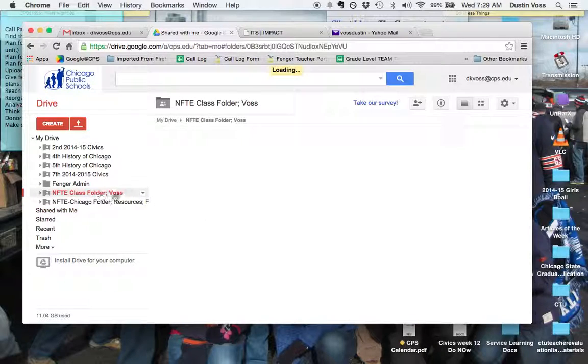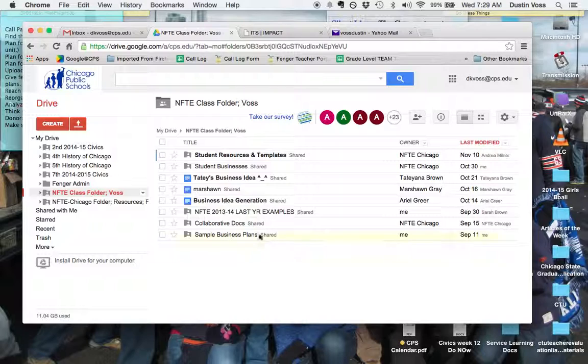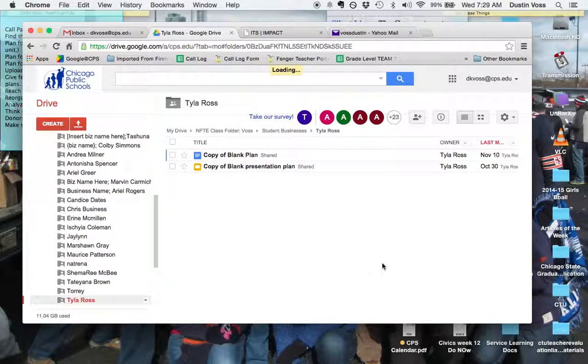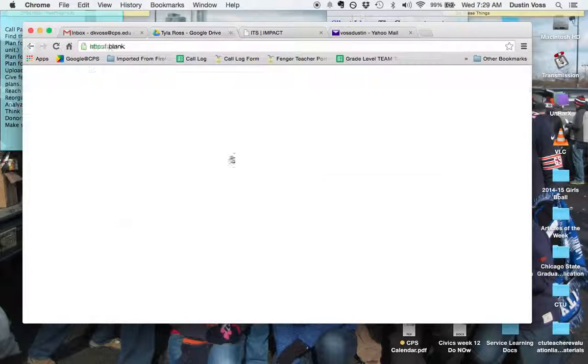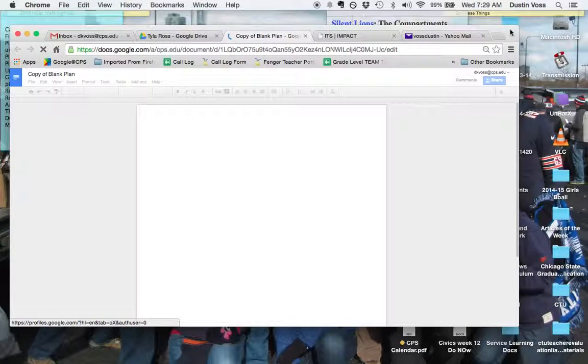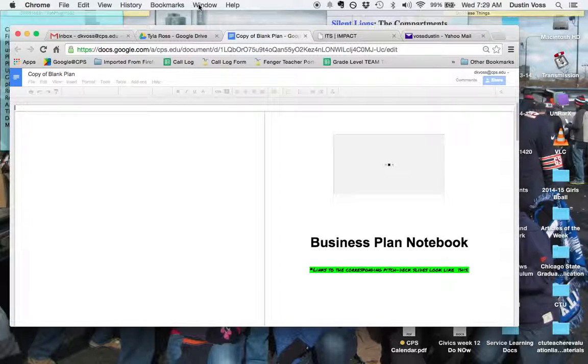So here's my nifty class folder, Voss. I'm going to click on student businesses. I'm going to find Tyla's. There she is. Alright, here's her written plan. Of course, Google's moving very slow. Hopefully this speeds up.